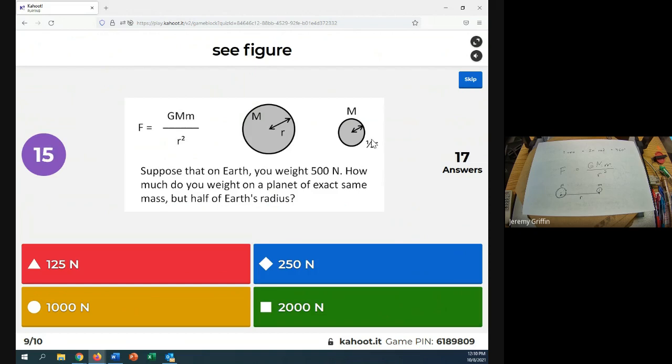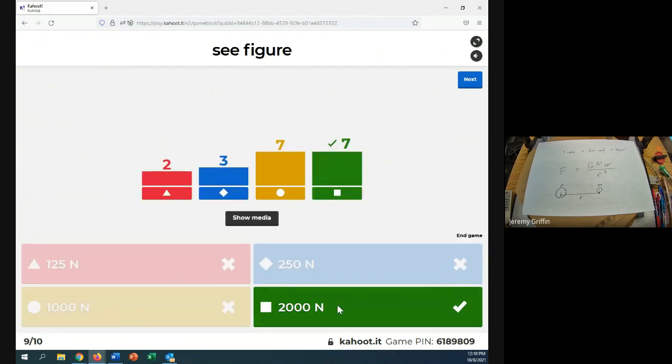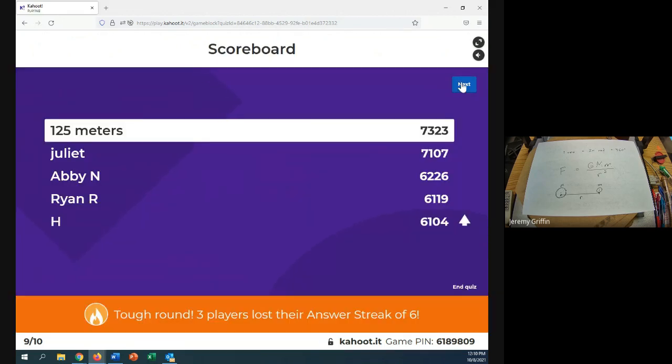Yes, you are, because your distance actually got smaller, isn't it? Doesn't it go by a factor of 4? What's a factor of 4 times 500 newtons? 2,000 newtons. Yeah. You'd actually weigh more on that planet.